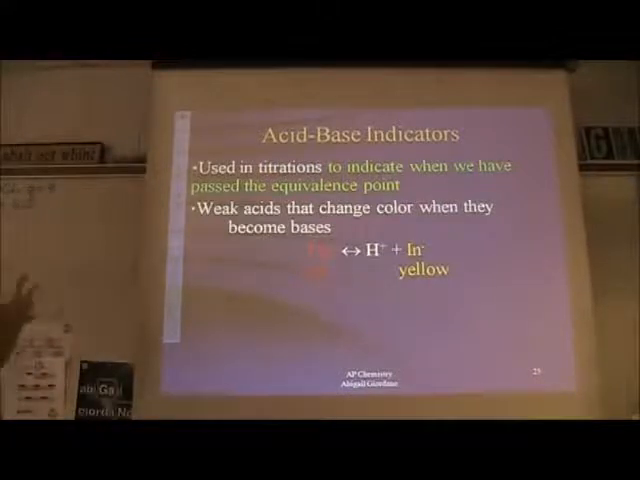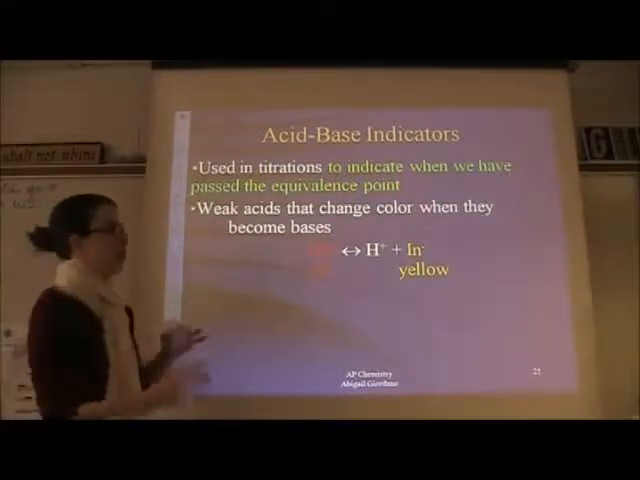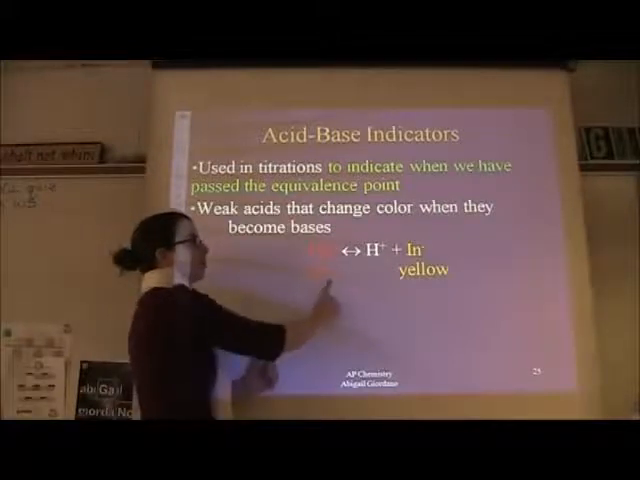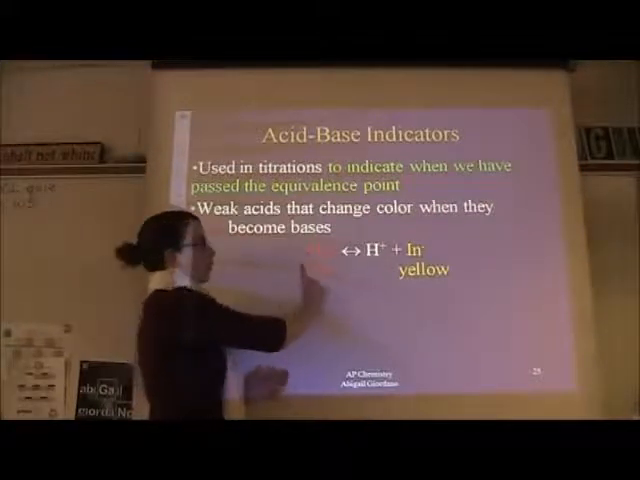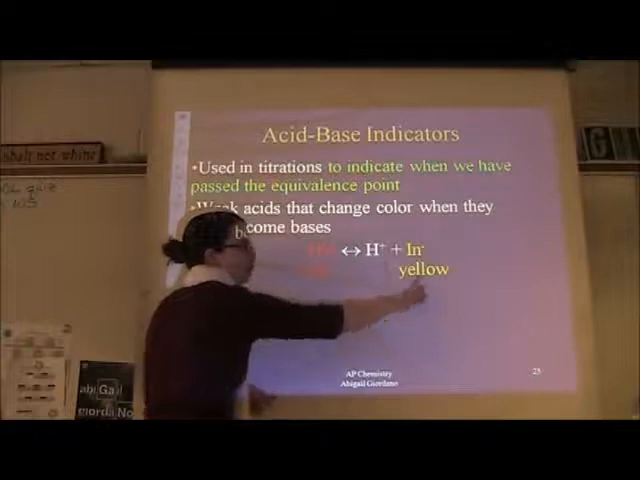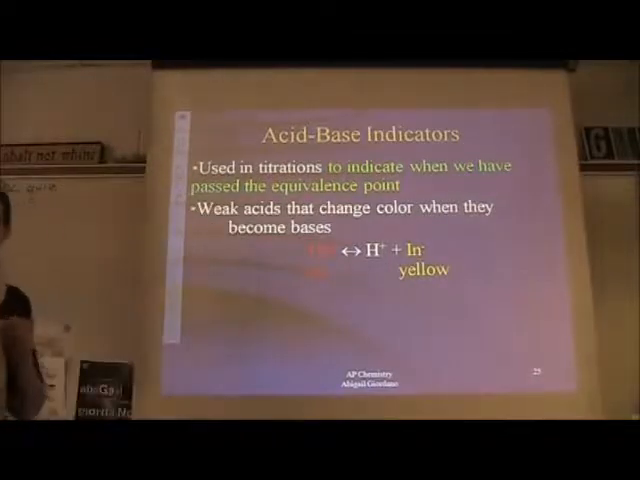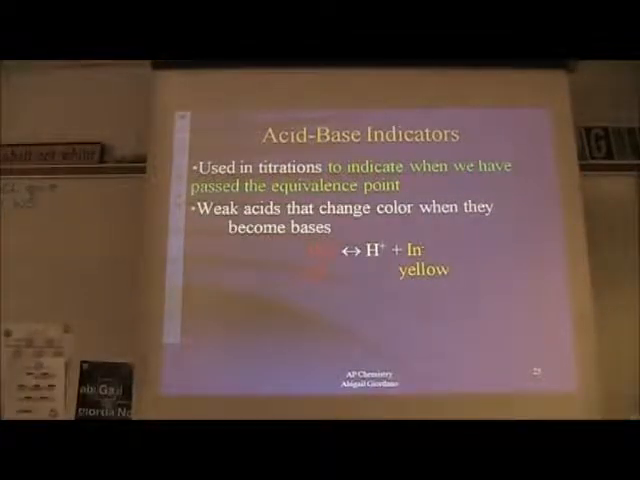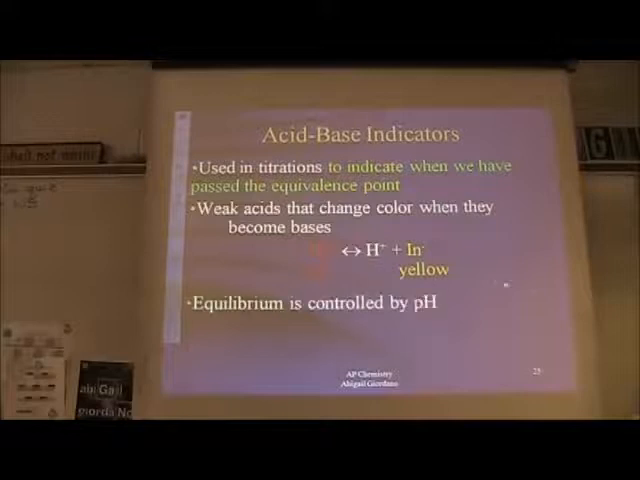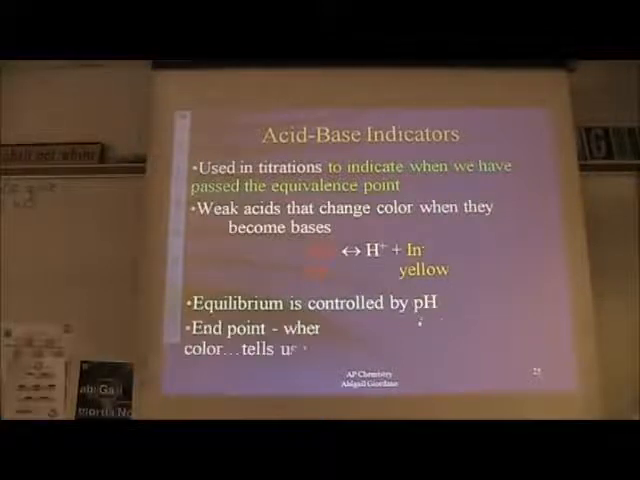So these indicators that are weak acids themselves, when they're in their acidic form, are one color. And when they're in their conjugate base form, they are a different color. Okay? Well, again, the position of this equilibrium is controlled by the pH of its environment.